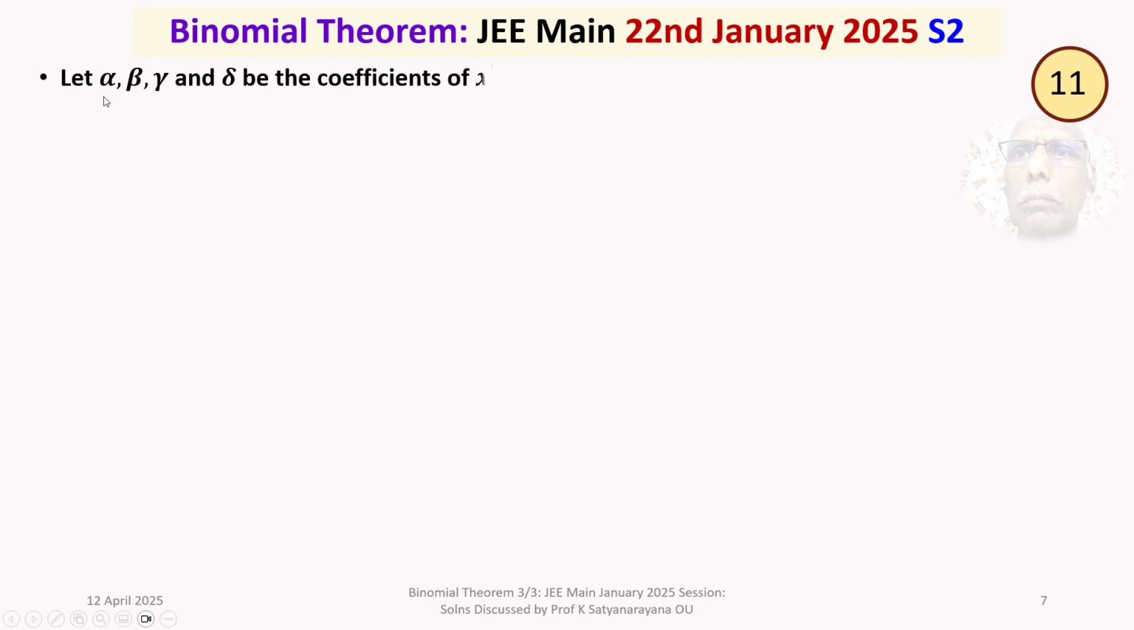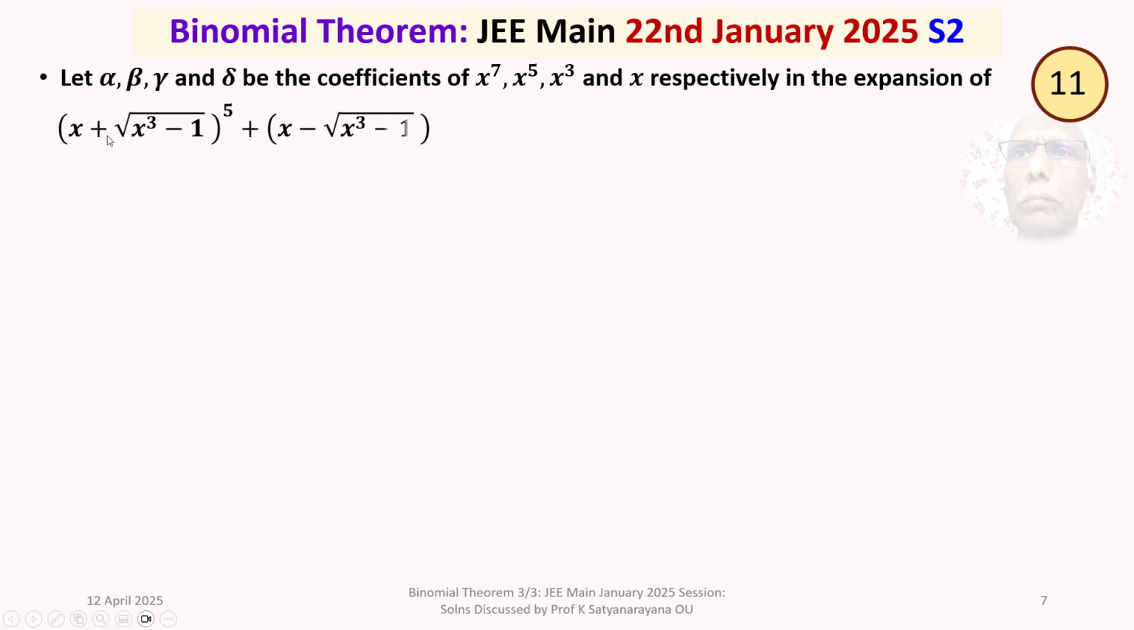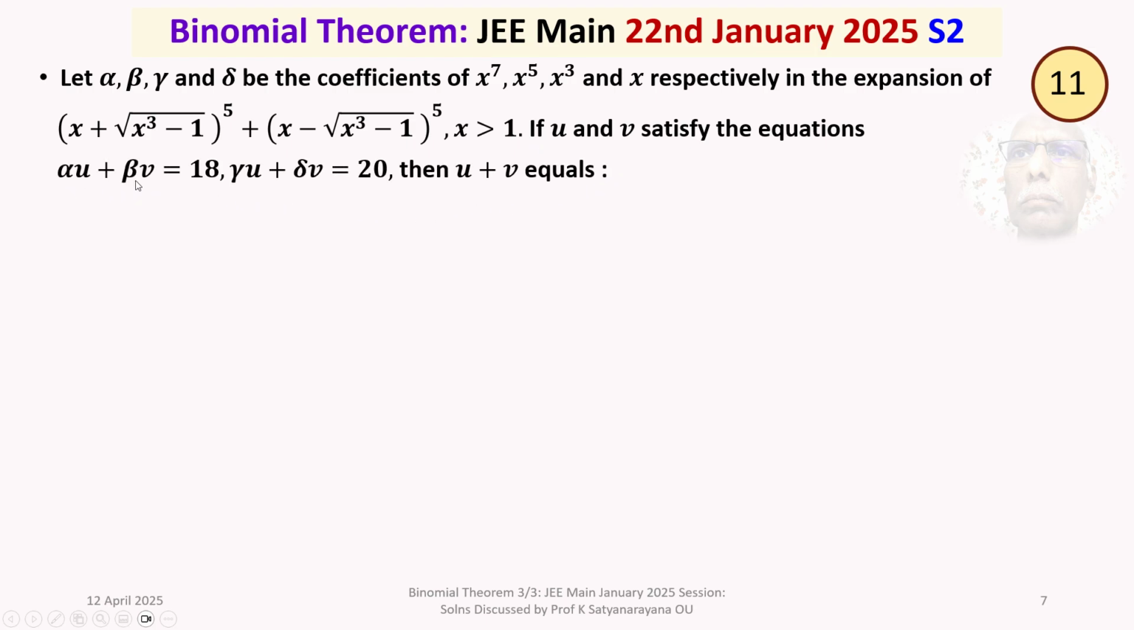The given question is: let alpha, beta, gamma and delta be the coefficients of x to the power of 7, x to the power of 5, x cube and x respectively in the expansion of (x + √(x³ − 1))⁵ + (x − √(x³ − 1))⁵, where x > 1. If u and v satisfy the equations alpha u + beta v = 18 and gamma u + delta v = 20, then u + v equals?